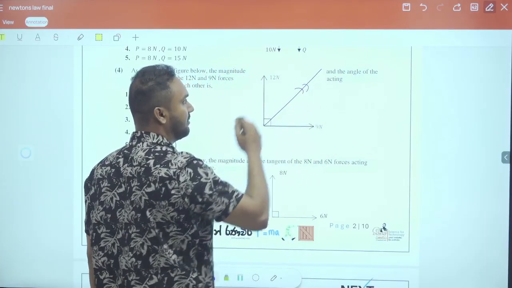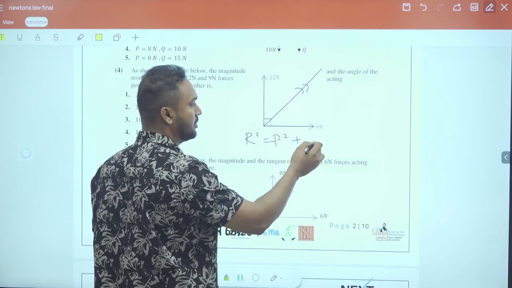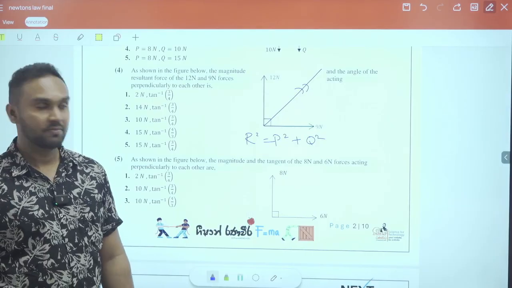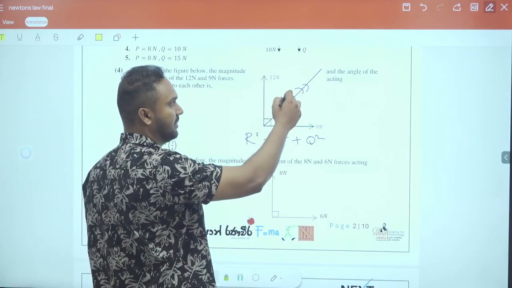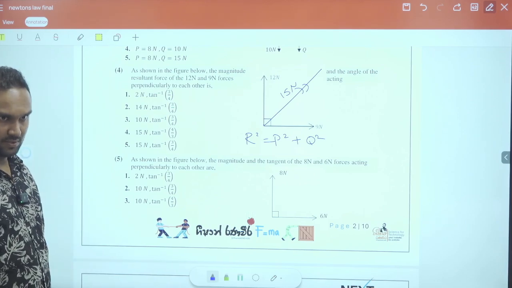So what value does r come to? p square plus q square. What is the value now? 15 Newtons, right? We worked this out like this before, right? 15 Newtons. Got it, right?